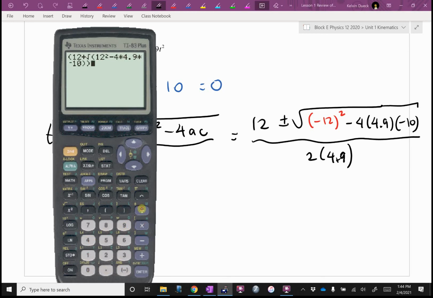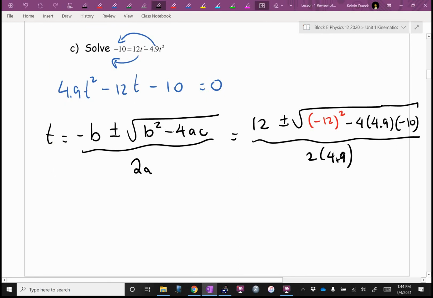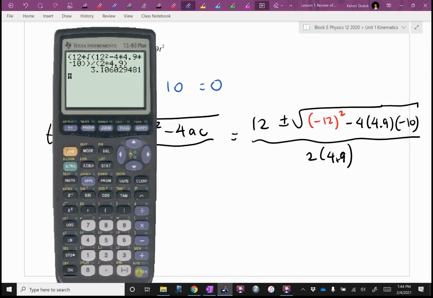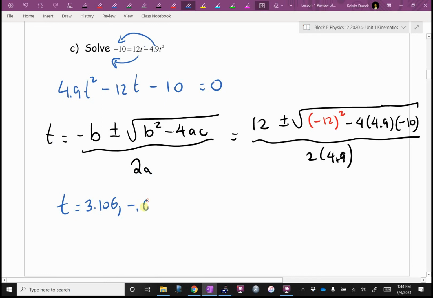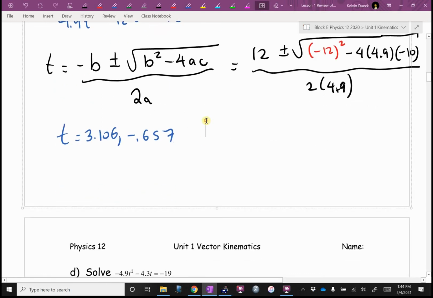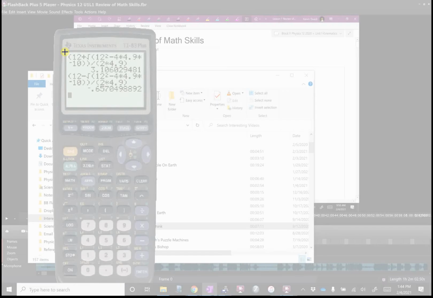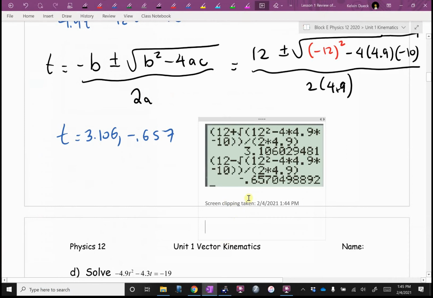Close off the square root, close off the top, divided by, open up a bracket. And those of you with solvers, was the first root 3.1060294881? No? Am I wrong? And negative 0.657? There. I'll even paste that in here.